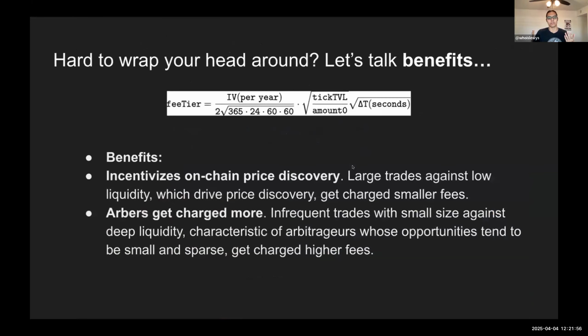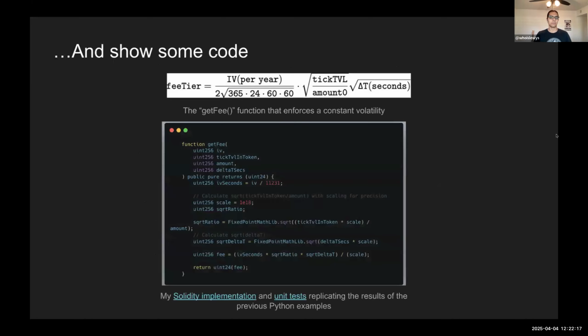Why is this good? Why is this desirable? So one of the benefits here is that it incentivizes price discovery on chain. So large trades like this whale trade, which drive price discovery, get charged a smaller fee. And it also punishes a characteristic of toxic flow, which is small, infrequent trades against deep liquidity. So these get charged actually higher fees.